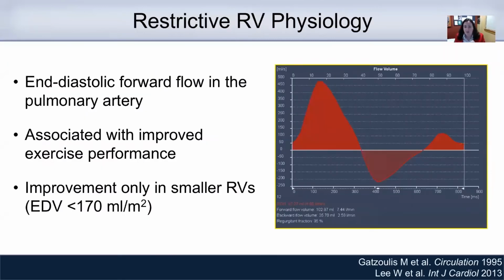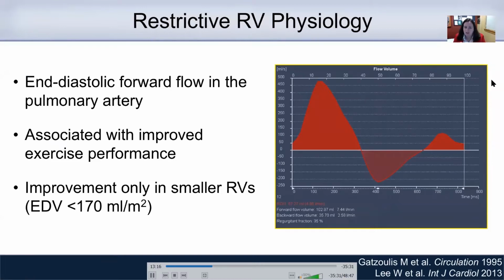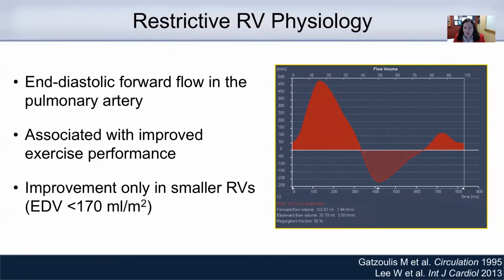This is one area where we really do look at the flow curves, because a subset of patients with tetralogy may have that initial antegrade flow and then retrograde flow, as shown here, but late in diastole they again have signs of antegrade flow. This end diastolic forward flow in the main pulmonary artery is suggestive of a more restrictive right ventricle. And we know clinically that patients who have this may actually have improved exercise performance.